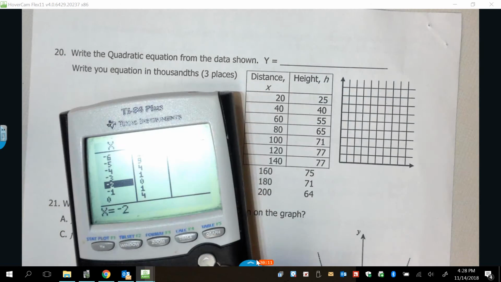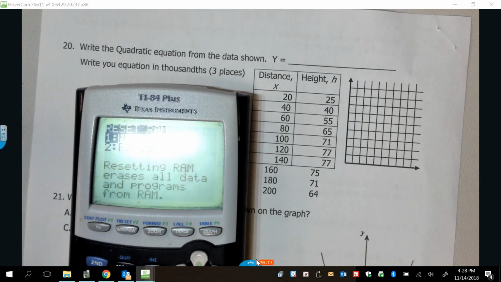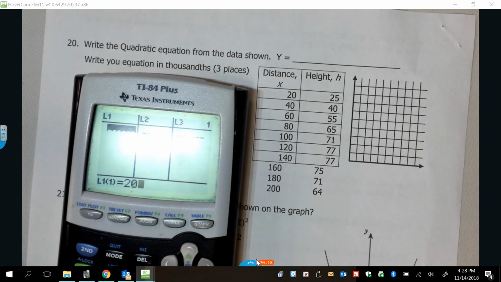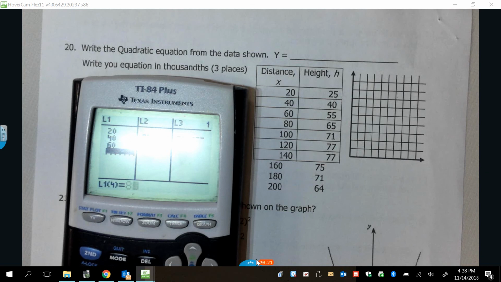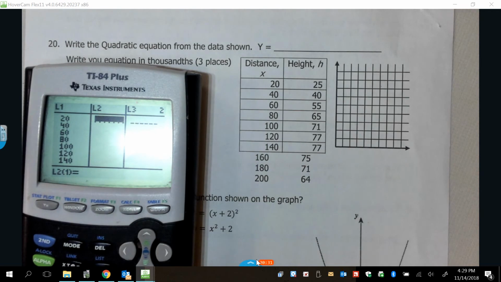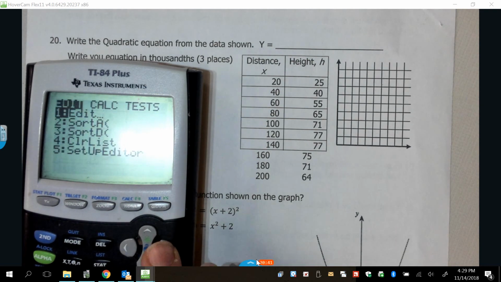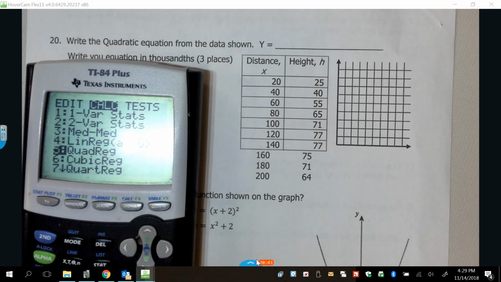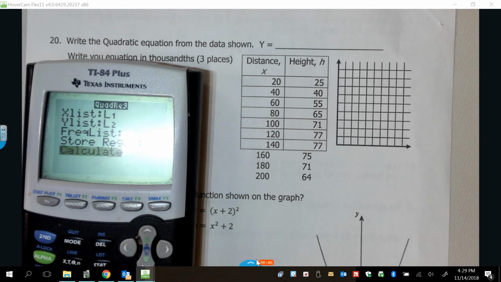Here we're going to find the quadratic. Now on this one we have to do all the points because it's looking for stat regression. So 20, 40, 60, 80, 100, 140, 160, 180, 200, and 25, 40, 55, 65, 71, 77, 77, 75, 71, 64. So then remember we do stat, right, quadratic regression, enter, enter, enter, enter, enter.